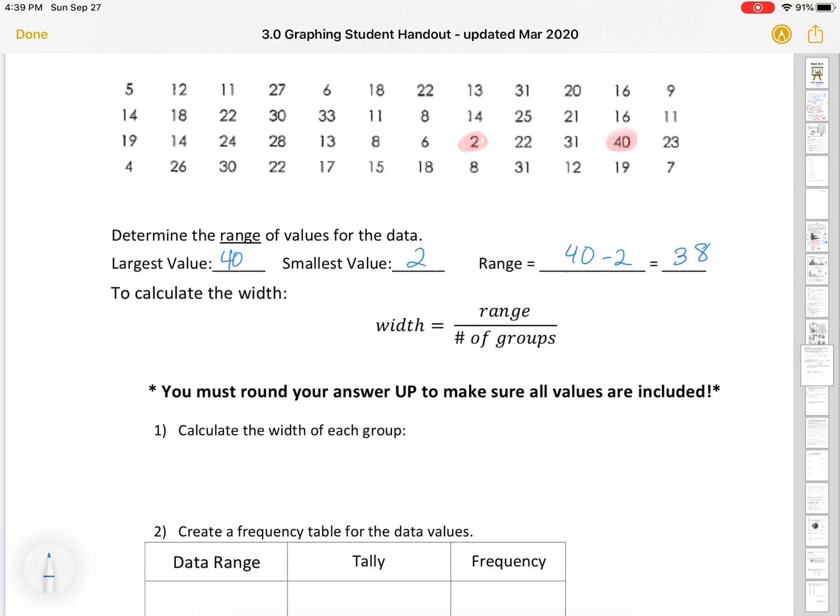So if we go 40 minus 2, and we want 4 bars, we're going to have 38 divided by 4, which is 9.5. I would round that to 10. Okay, and then that way we'll be sure that everything is counted.